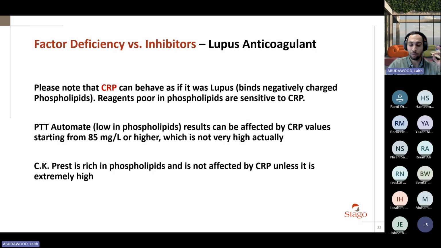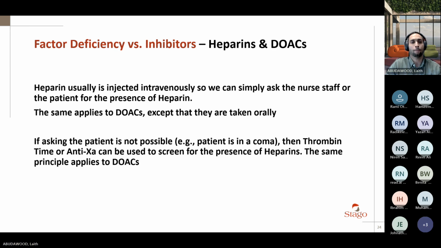Sometimes CRP can be confused with lupus because it functions in a very similar way in terms of its effect on APTT. PTT Automate is sensitive to CRP at levels of 85 milligrams per liter or higher. There's a study that was done on that, and you can see it. CQ-Prest, since again it's rich in phospholipids, is very poorly affected by CRP. So even if the patient has an infection, even a severe infection, CQ-Prest is likely to be normal, unless CRP is very, very, very high, but these are rare occasions usually.